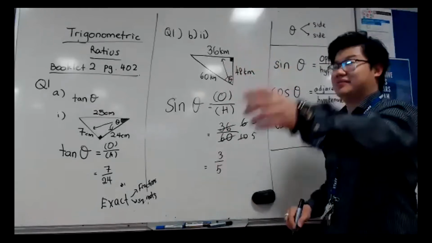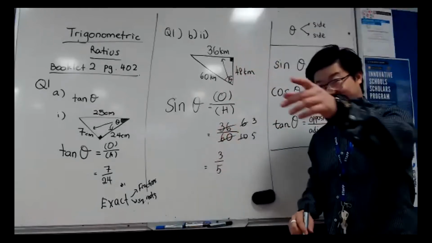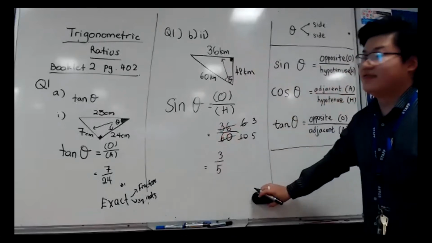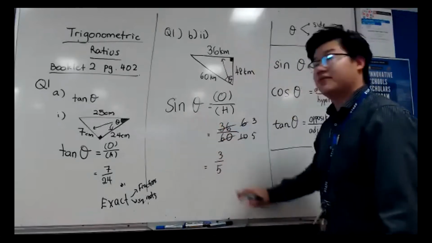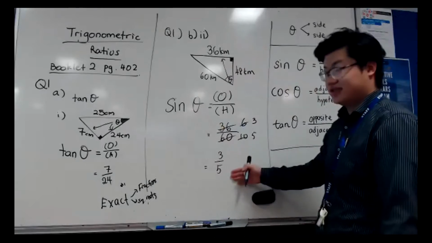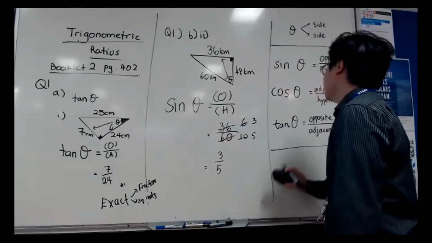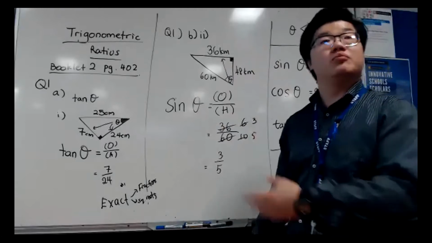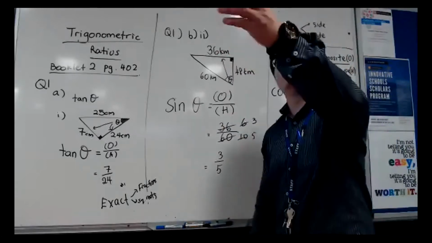Correct, very good. So sine theta is 3 over 5. It's a ratio, isn't it? 3 over 5. Now, I do not believe I need to give you any more examples.